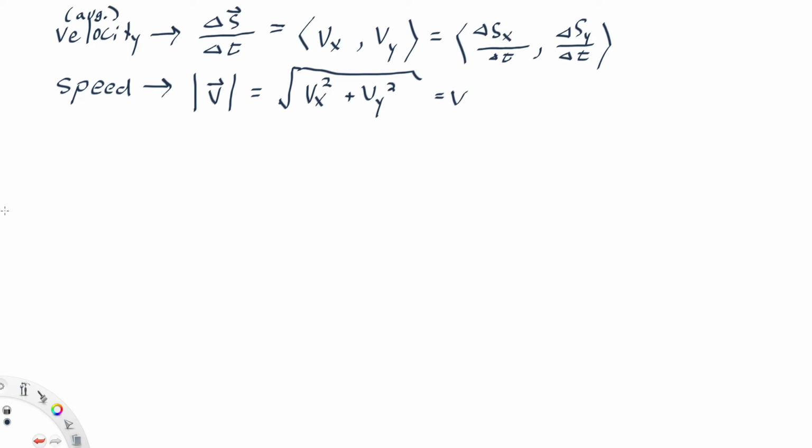Because if you take the absolute value of a number, what you're really asking is how far from zero is it? Whereas if we're talking about a vector, if you want to know how far from zero the vector is, the proper way to do that is to take the magnitude.